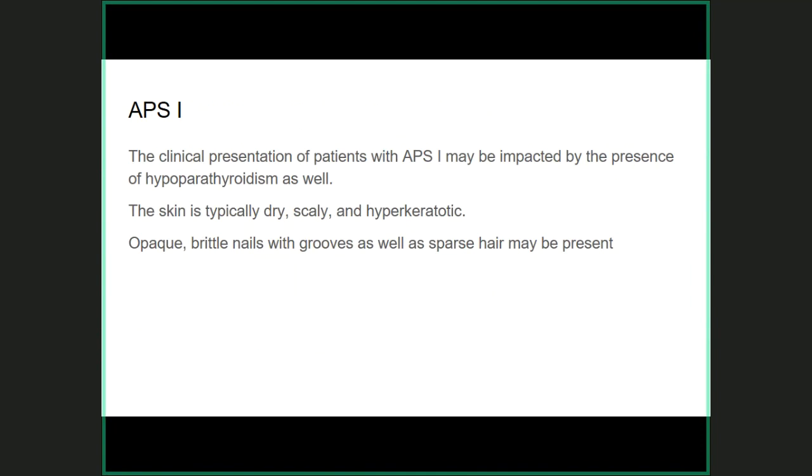The hypoparathyroidism may have its own set of clinical skin findings. The skin is typically dry, scaly, hyperkeratotic, which is just thickened, and you might have opaque brittle nails with grooves, and again, the sparse hair.